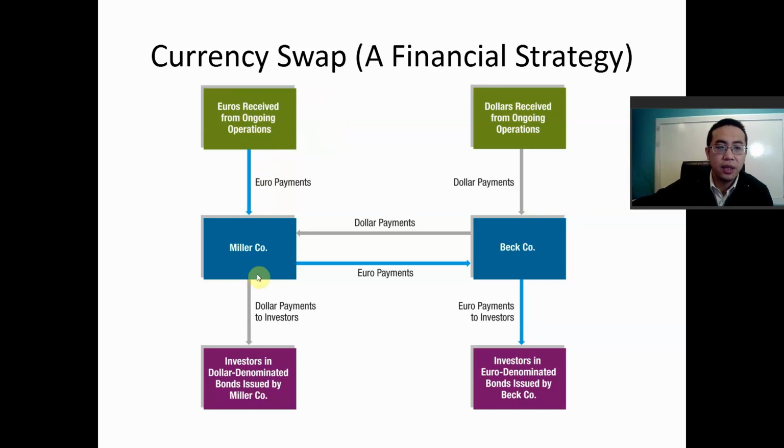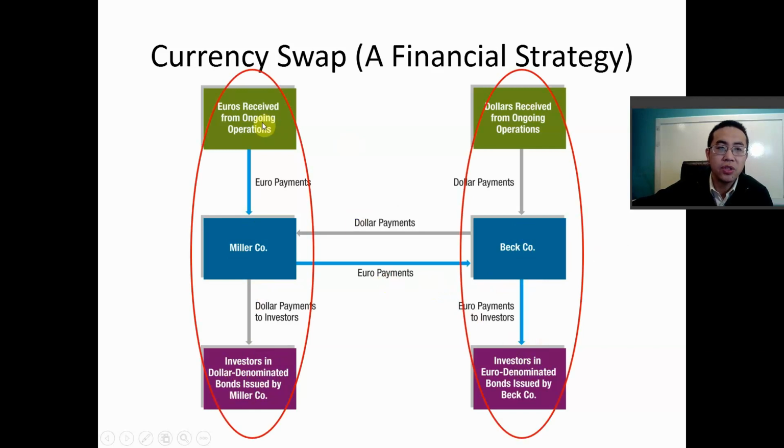So each of the companies has to deal with their investors in their home country. So Miller has to pay money to their investors in U.S. dollars, and Beck has to pay their investors in euros. All right. So if they just operate separately, Miller has to convert euros to dollars, and Beck has to convert dollars to euros. Okay, they both have to do that conversion. They both have to pay a transaction fee to a bank, and they both have to suffer the risk or uncertainty of the exchange rates. So if the euro depreciates, who is better off?